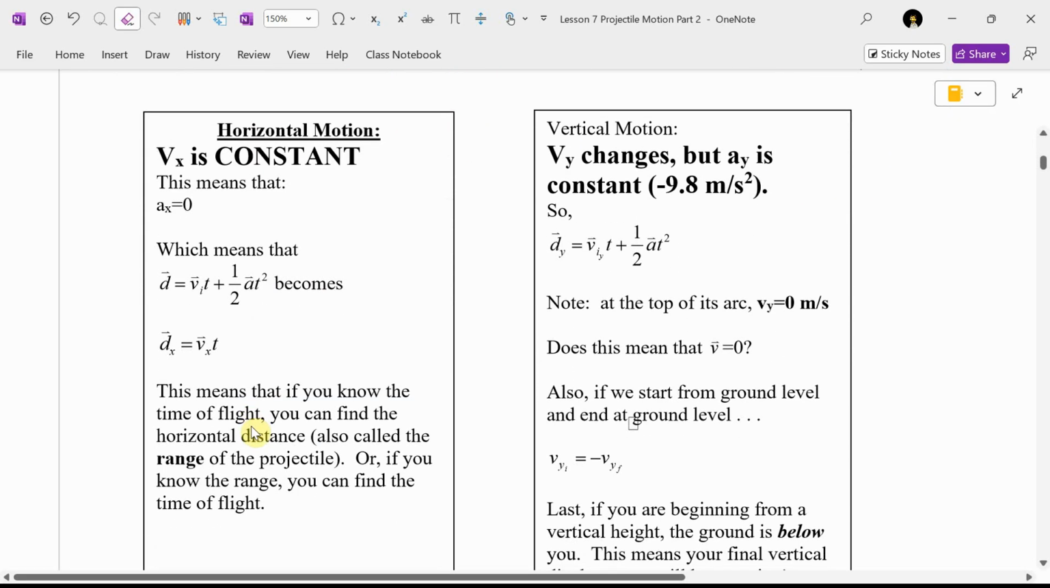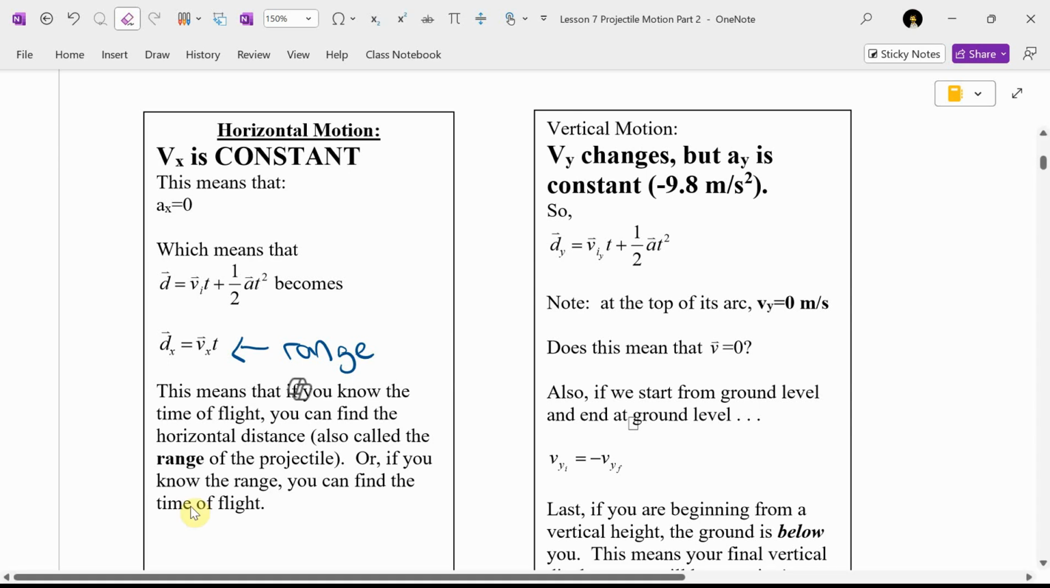Here's a summary. This is a nice summary of everything we've done so far. So horizontally, Vx is constant because Ax is 0. Which means that d equals vit plus a half at squared just becomes dx equals vxt, and we call that the range. In fact, last class I suggested you could add that to your blue sheet. dx equals vxt, dx is a synonym for the range.